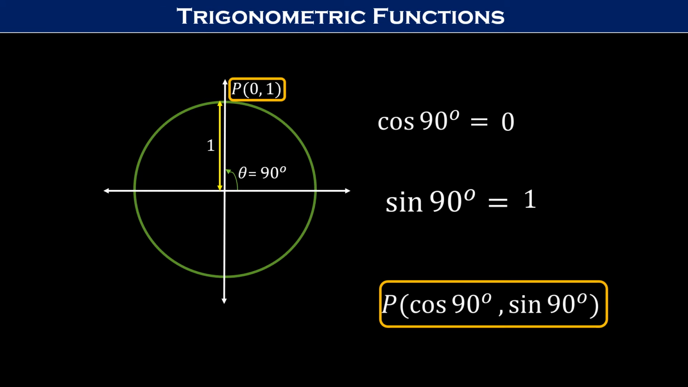Now we are finding that theta is equal to 90 degrees and the Cartesian coordinates of P are 0 and 1. If theta is 90, to get the polar coordinates of P, we get cos 90 and sin 90. If we compare the polar coordinates to the Cartesian coordinates, we find that cos 90 is 0 and sin 90 is 1.